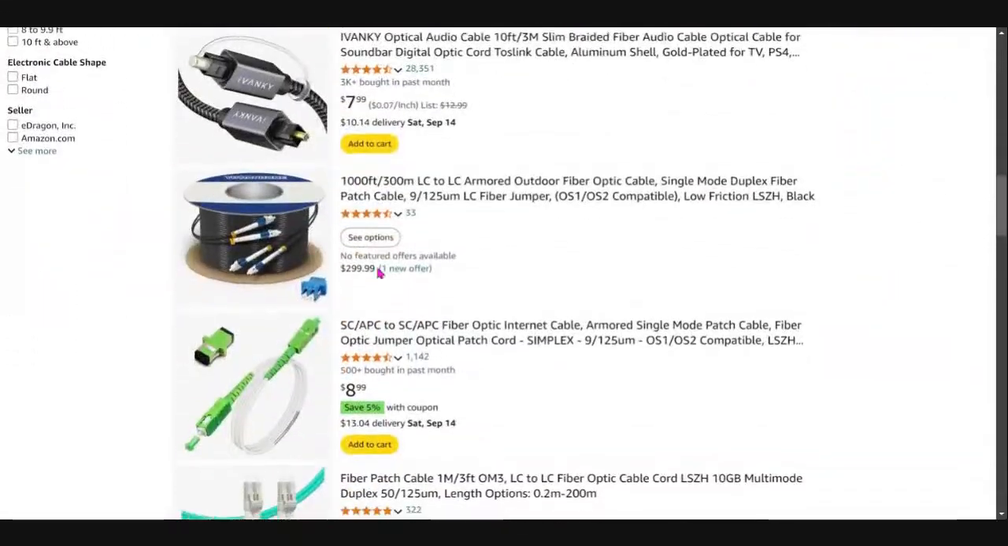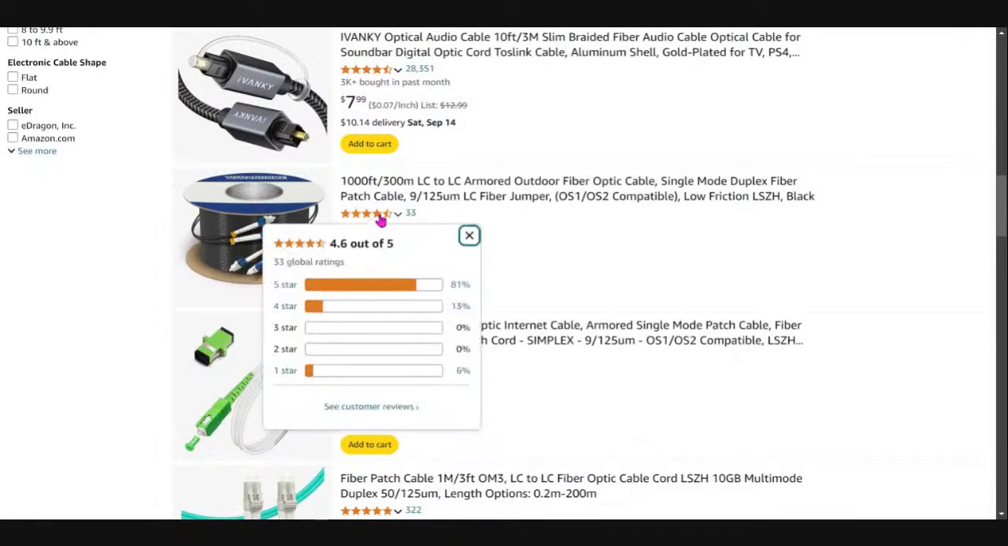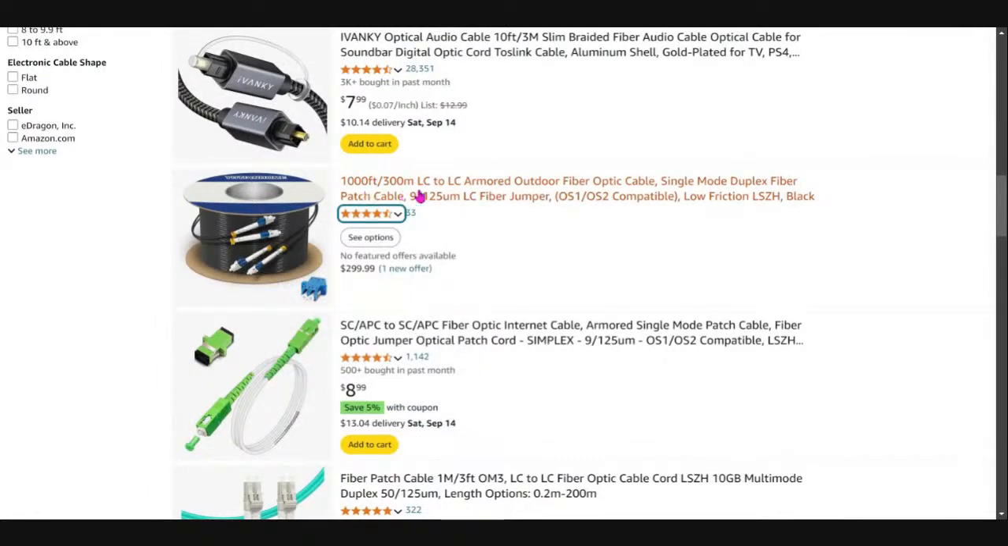Oh, look at this. This is $300. This looks good. So this is 300 meters, LC to LC. I don't know what LC is. Armored outdoor fiber optic cable, single mode duplex fiber, patch cable, 125 micrometers, LC fiber jumper, OS1, OS2 compatible, low friction. And this is $300. So it's about $1 a meter. So you can start with 300 meters. That's a good start.